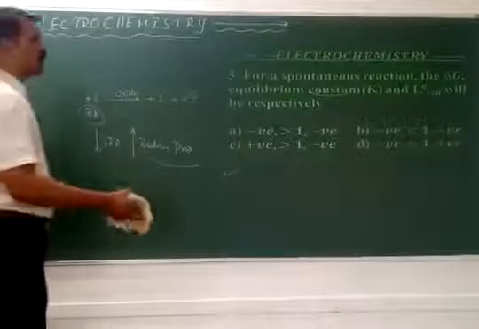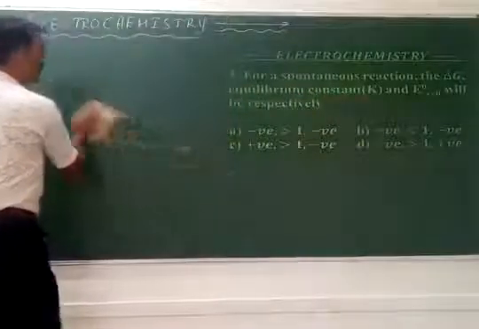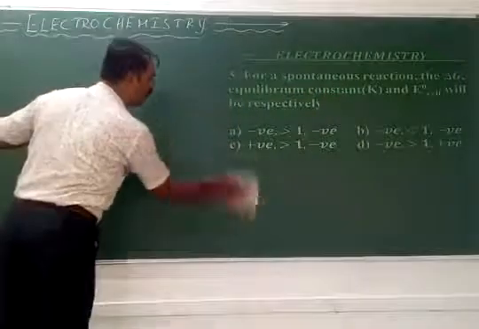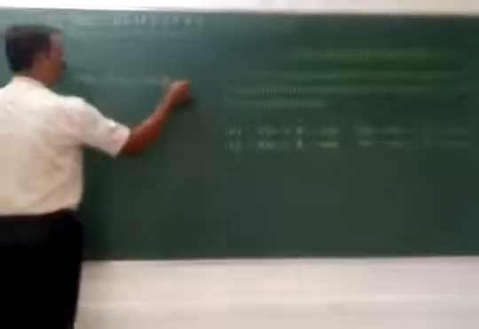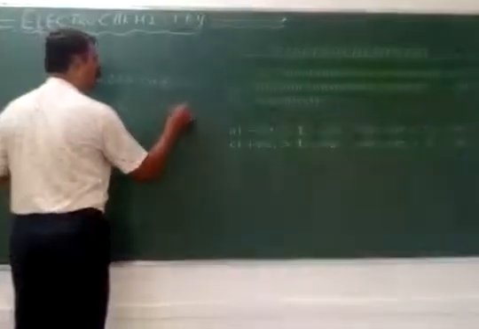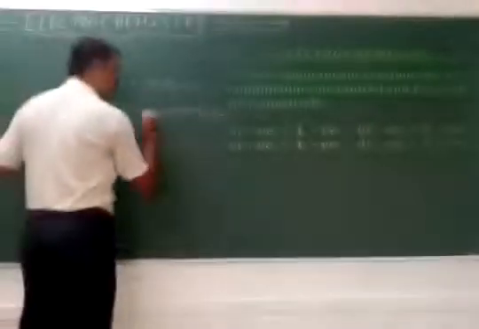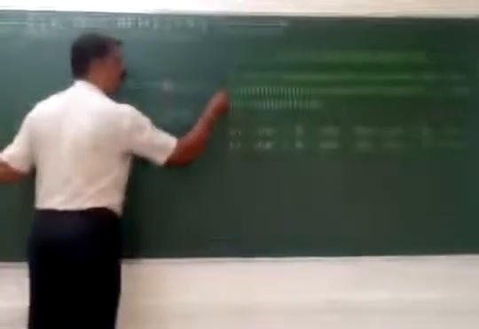For the spontaneous reaction, the delta G, the equilibrium constant K, and then the E cell will be respectively what? For spontaneous, we know that delta G is always bound to be negative, less than 0. That is the first condition. Then delta G naught is equal to minus 2.303 RT log base 10 of Kc or Kp, whatever it may be. As this is negative, K is greater than 1.